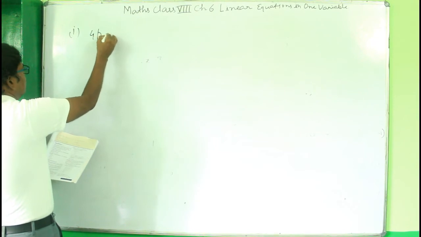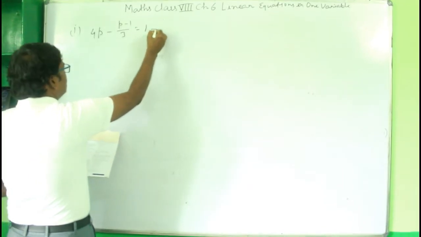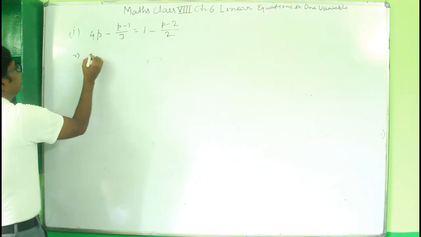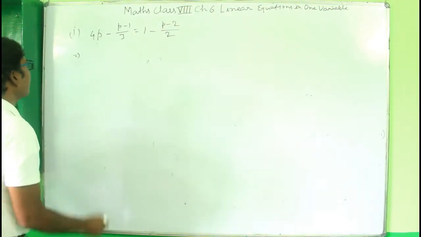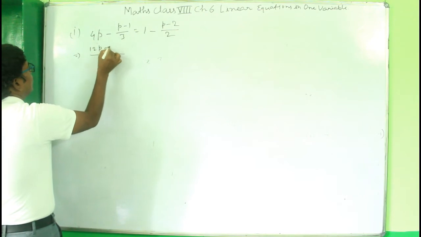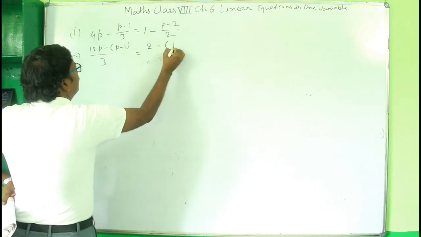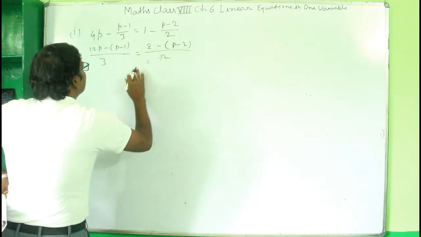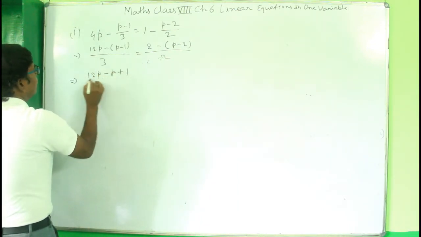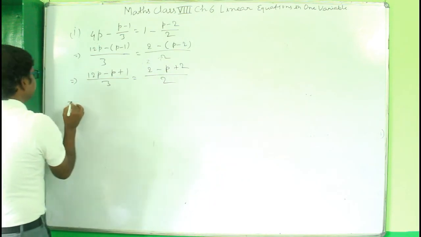Is 4p minus (p minus 1)/3 equal to 1 minus (p minus 2)/2? Then solve this here. So take LCM here, 3. So you will have here 12p minus (p minus 1) equal to, here again you will take LCM 2, then 12p minus (p plus 1)/3 equal to 2 minus (p plus 2)/2.